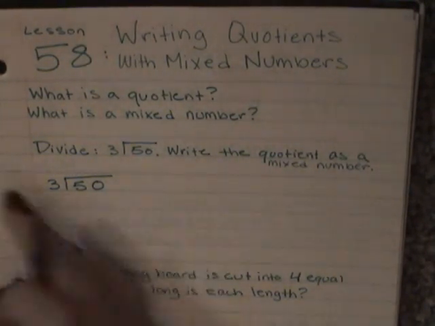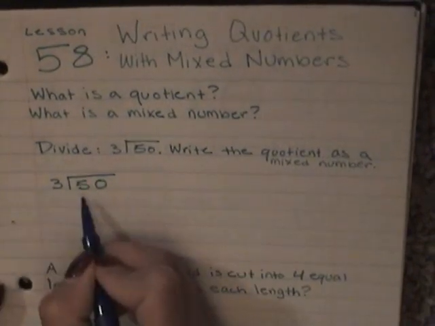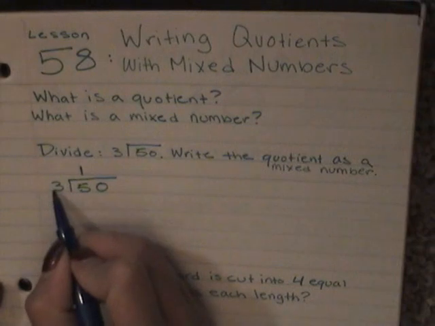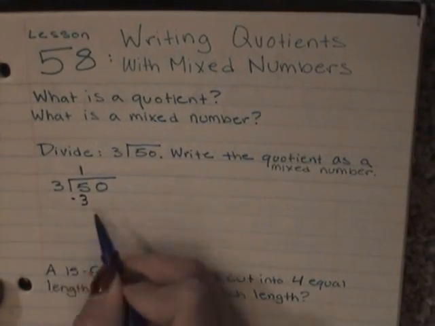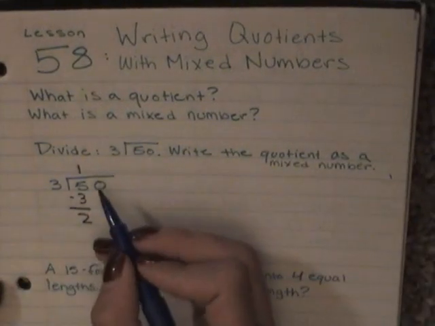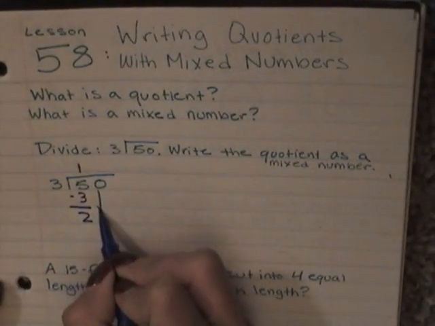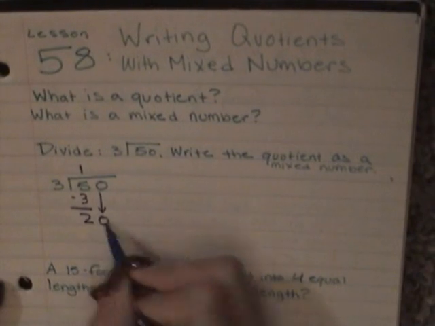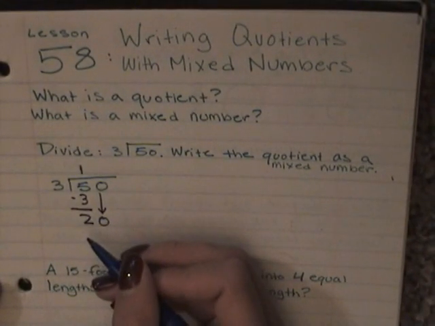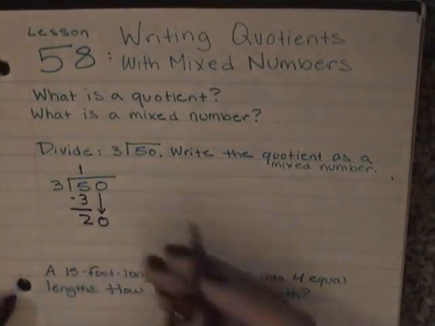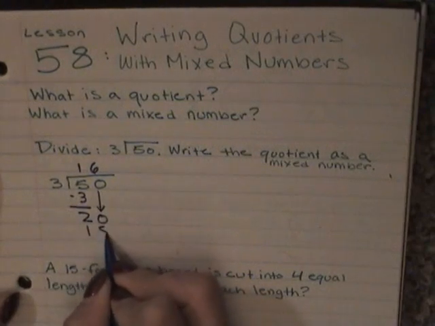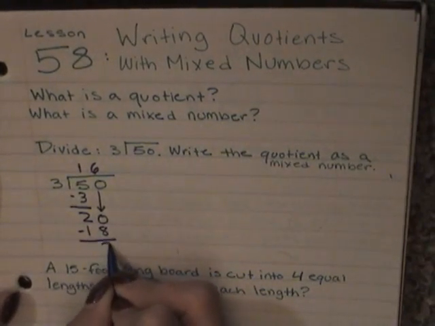First things first, we take our 3 and we say, okay, can it go into the 5? And we say yes, once. 1 times 3 is 3, and then we subtract. 5 minus 3 is 2. Next, we bring down our next number, which is a 0. How many times can 3 go into 20? Okay, so then we're going to say 6. 6 times 3 is 18. When we subtract, we get a remainder of 2.